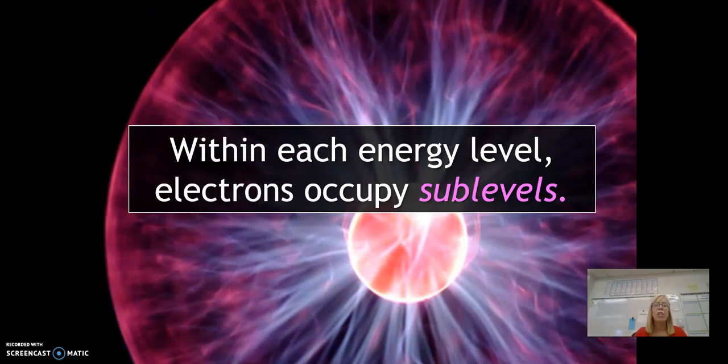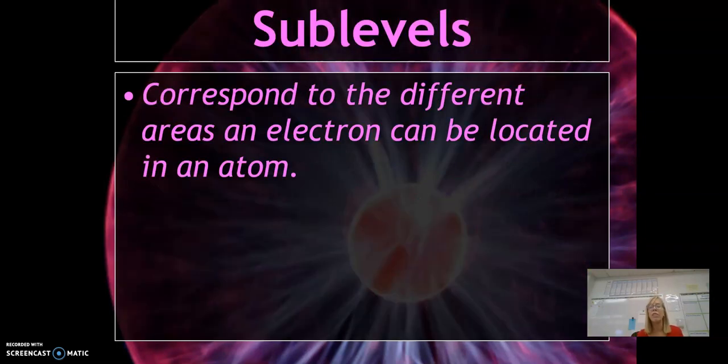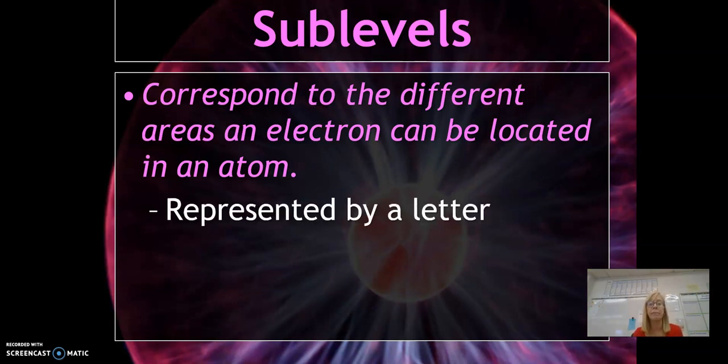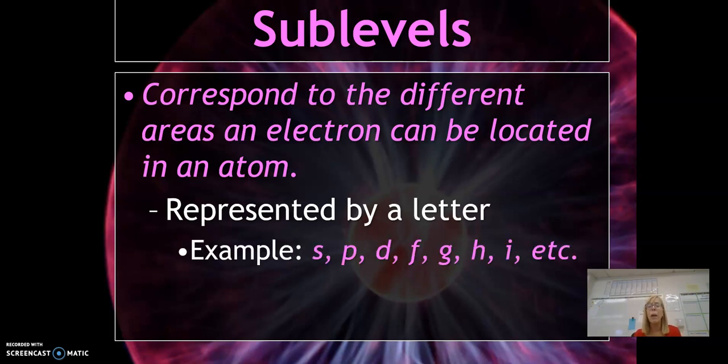Within each energy level, electrons occupy something called sublevels. So what is a sublevel? A sublevel corresponds to areas where an electron can be located in an atom. We represent sublevels by letters. The most common are the first 4: s, p, d, and f. There is a g, but we don't use a g. So if you write this list down, highlight the first 4: s, p, d, and f.